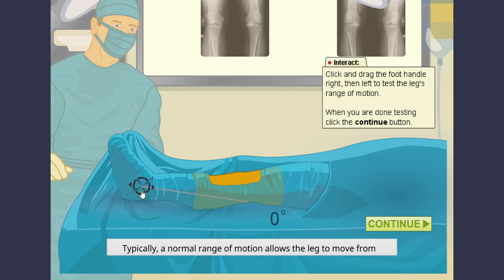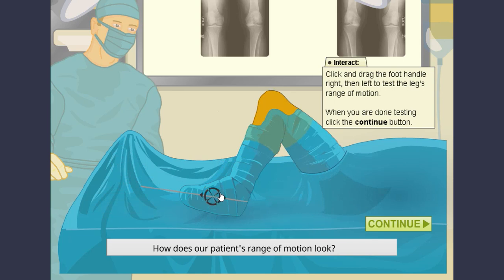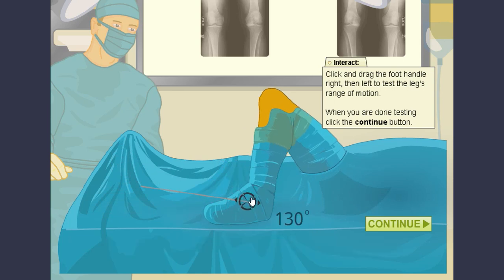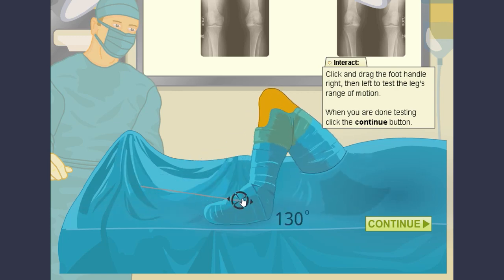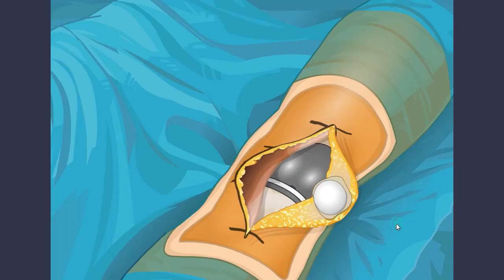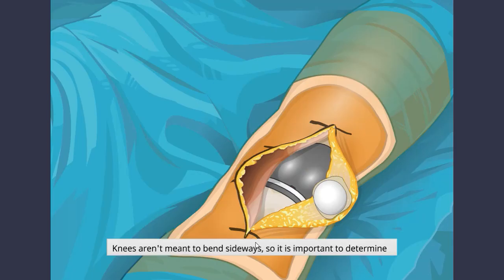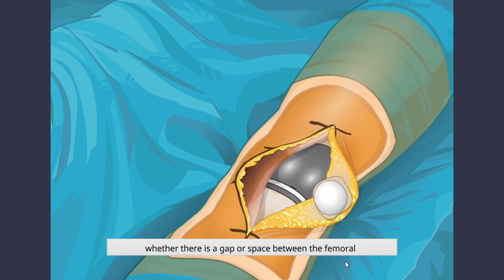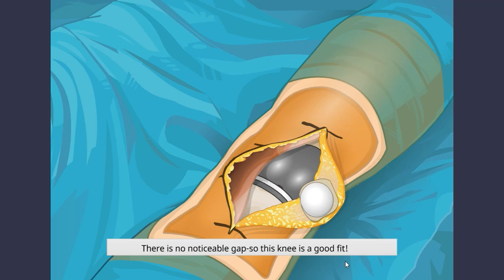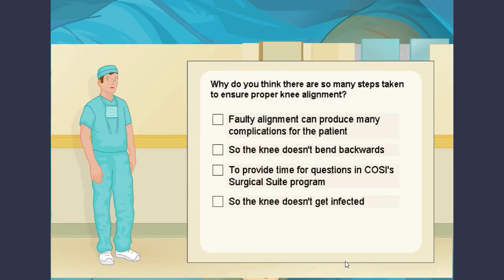Typically, a normal range of motion allows the leg to move from 0 to 130 degrees. How does our patient's range of motion look? Knees aren't meant to bend sideways, so it's important to determine whether there is a gap or space between the femoral and tibial components. There's no noticeable gap, so this knee is a good fit. Why do you think there are so many steps taken to ensure proper alignment?